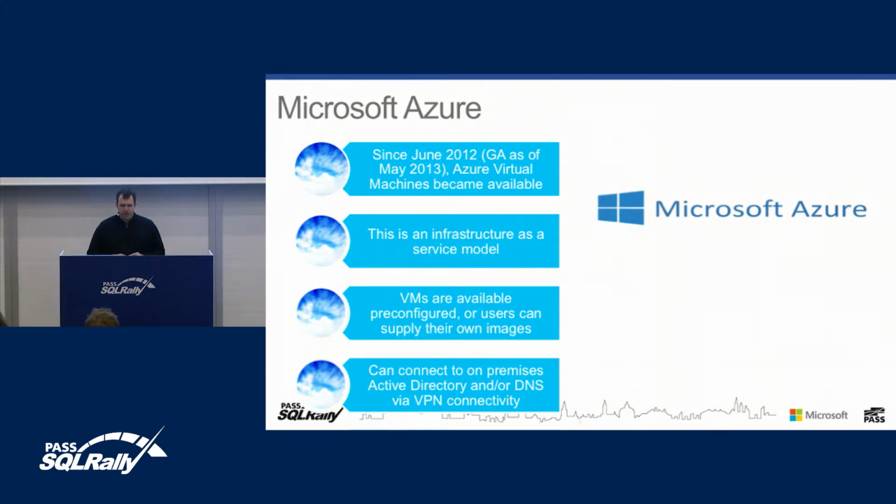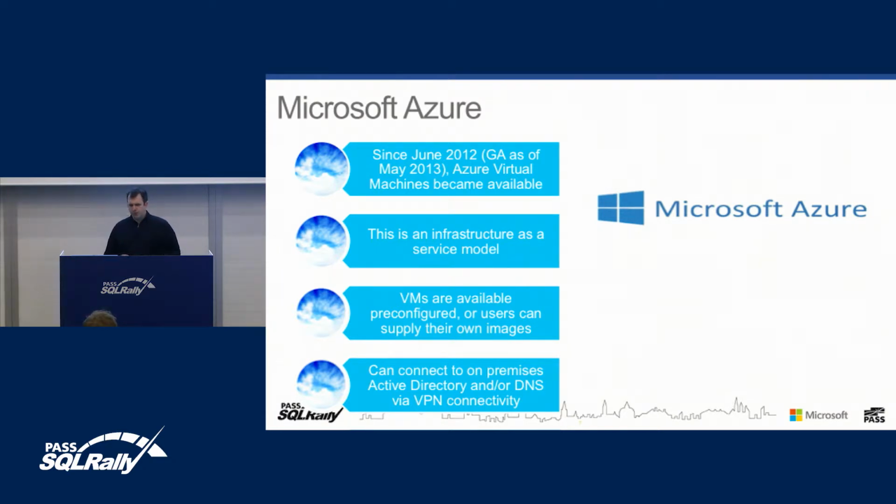So up till 2012, Amazon was the only way to go if you wanted a cloud VM. The original Microsoft offering was called Windows Azure, which I never fully understood, but it was a kind of container that allowed a block of program code to run in the cloud. And we had SQL Azure at the same time, which was the initial offering, which was an extreme subset of SQL Server features. Since 2013, we have Azure Virtual Machines. It's infrastructure as a service. The VMs are available pre-configured, or you can supply your own images.